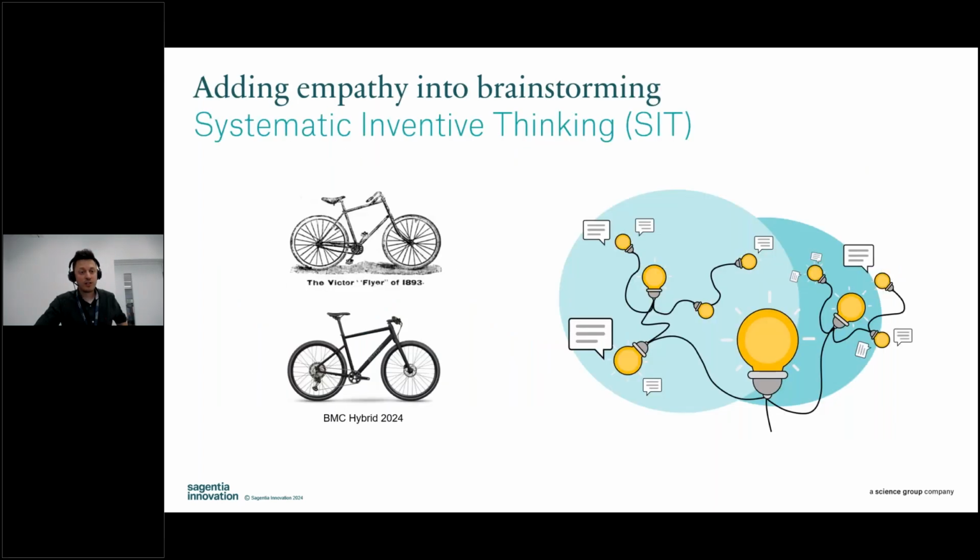So one of the really good things to do is systematic inventive thinking. It's a process to inject empathy into your product development, and it's particularly good for very established products, things that perhaps have been quite static for quite a while.